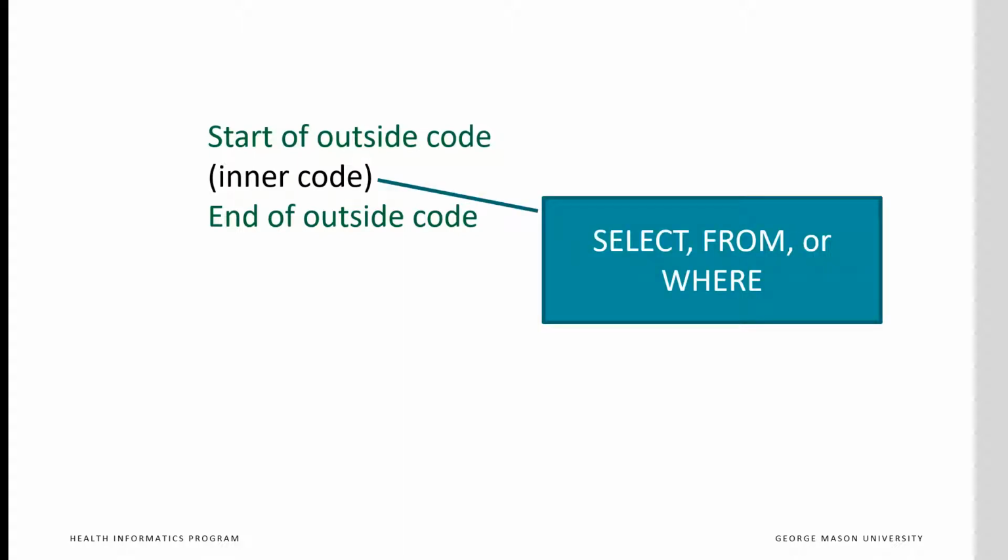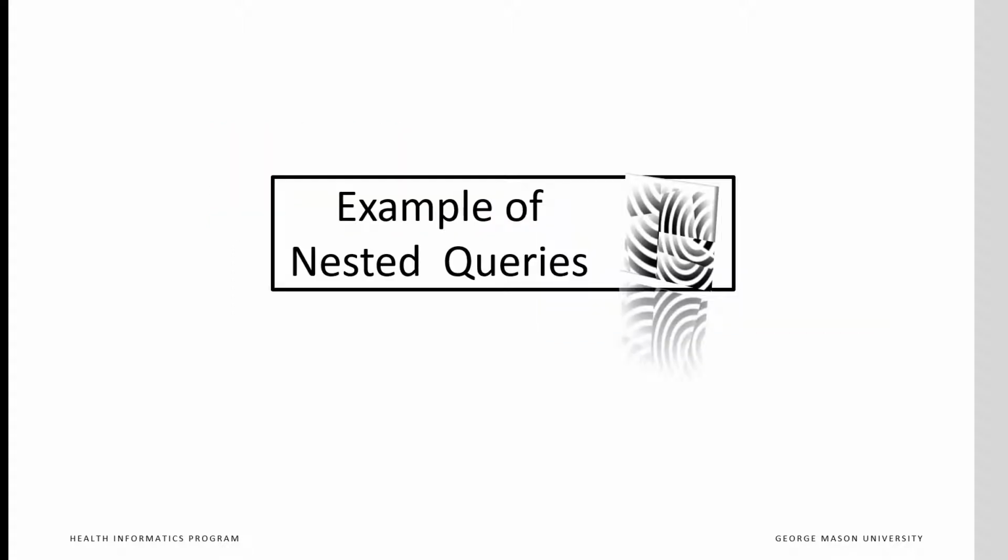Nested queries can occur in select, from, or where commands. For example, suppose we want to count the number of patients who have hypertension. Note that this includes patients who have a diagnosis of hypertension in the current or previous years.